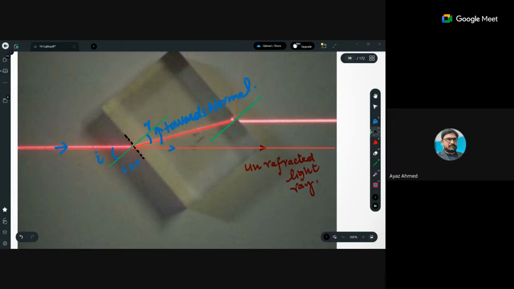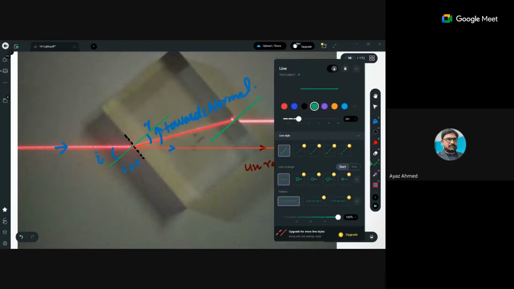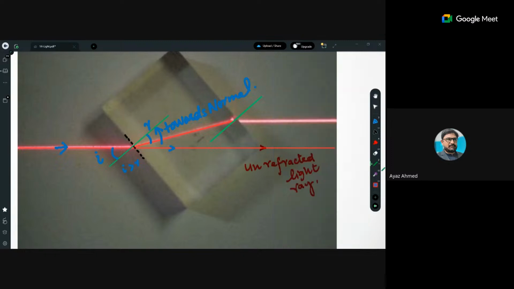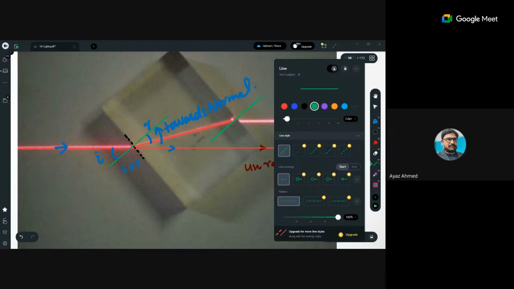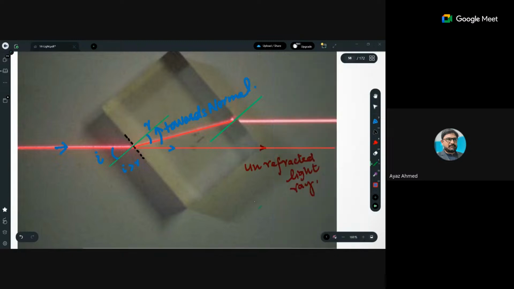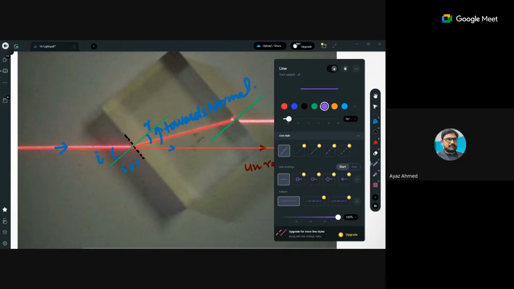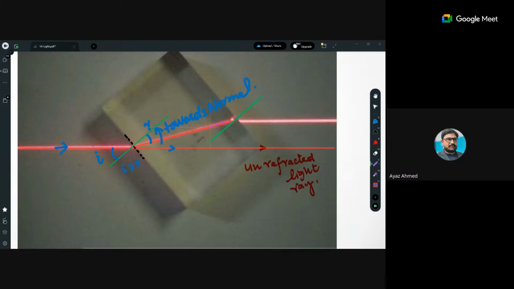And just tell me one thing: if the light was not supposed to bend when it is leaving the glass, it should move directly straight, is it? I'm just going to draw a line which will show the path of light without bending. It was like this. Should it be like this, without bending? Am I right? So this is the light which is unrefracted again.